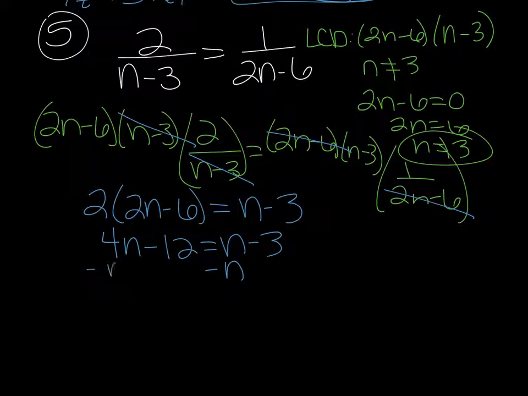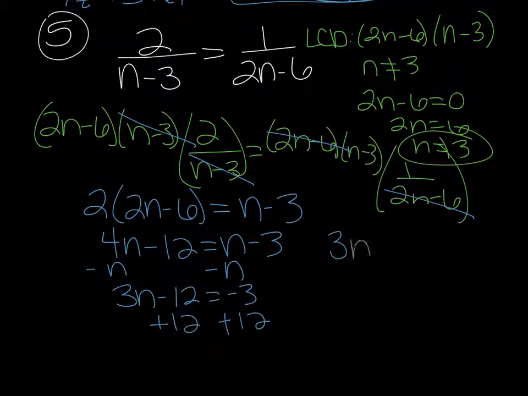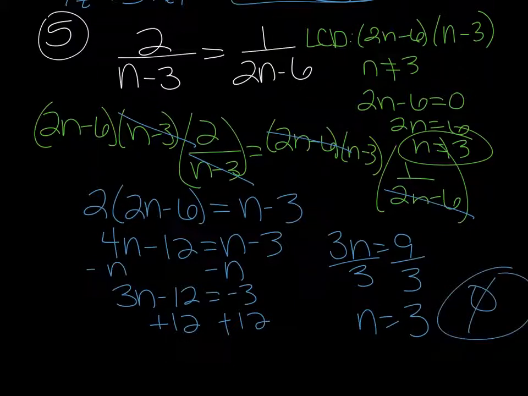Get my n's on the same side of the equal sign. I have 3n minus 12 equals negative 3. Add 12 to both sides. So I get 3n equals 9. And then finally, divide both sides by 3. So n equals 3. But I can't have that, right? Because we said at the very beginning, n can't be 3. So my answer once again would be no solution.